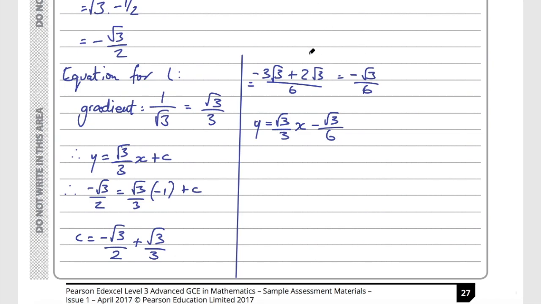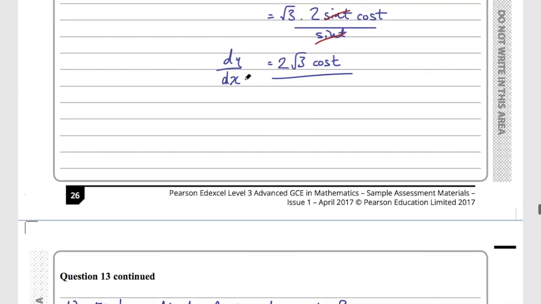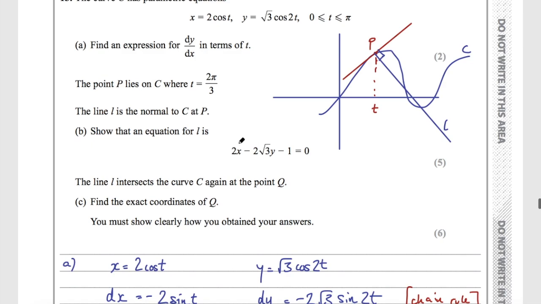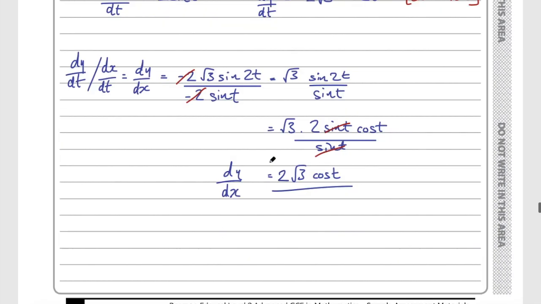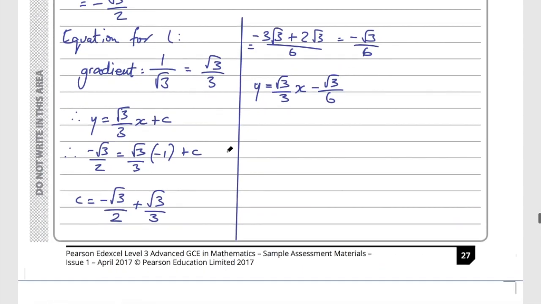But remember that we had to show that it equaled something else. We had to show it equaled 2x minus 2 root 3y minus 1 equals 0. So we actually have to get it in this form. So we still need to do a bit of rearranging here.